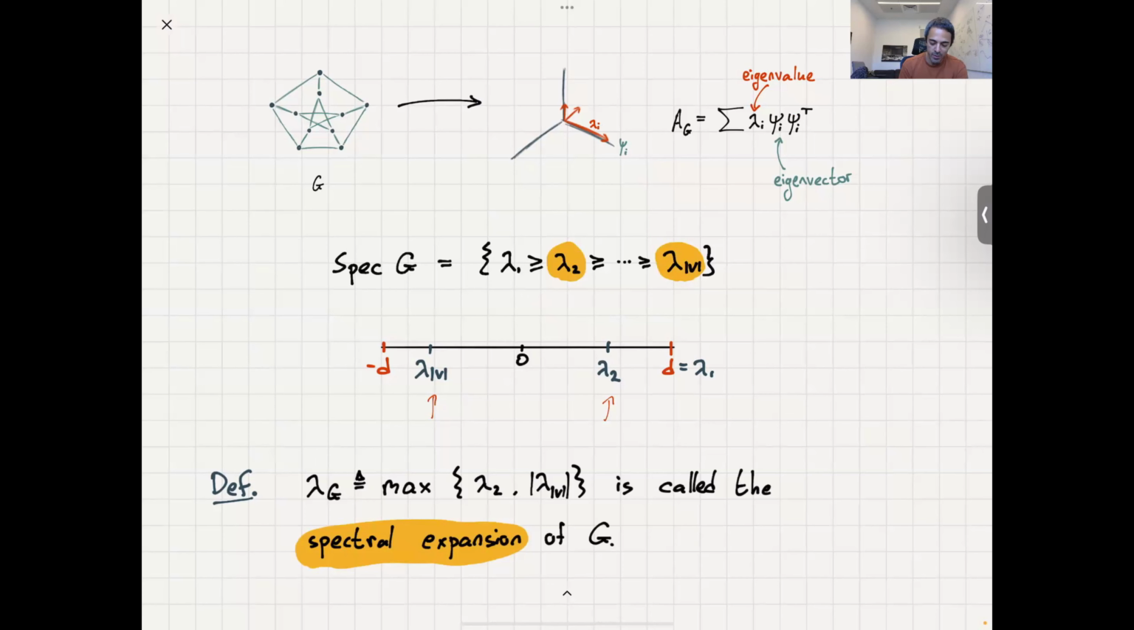And it turns out that that interval, or more precisely, the distance from zero of that interval, so the maximum between lambda 2, which is always positive essentially, and lambda n, which may be negative, hence the absolute value, this number, the maximum between lambda 2 and the absolute value of lambda n, is a very important parameter of the graph, and it's called the spectral expansion of G.